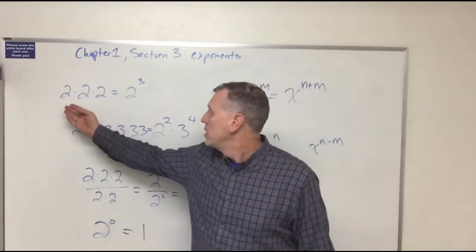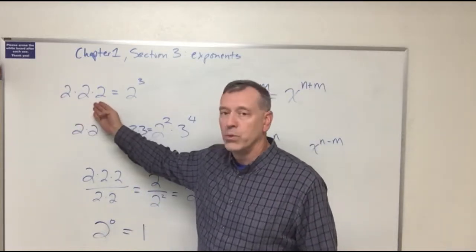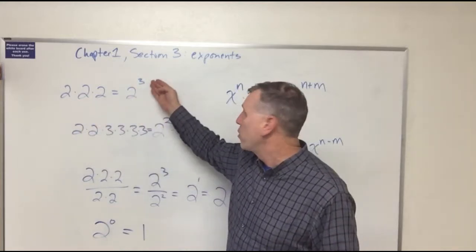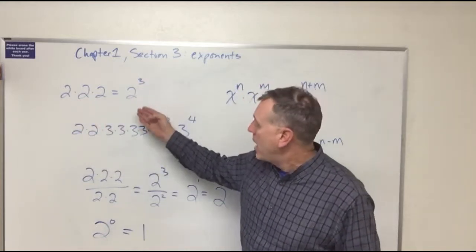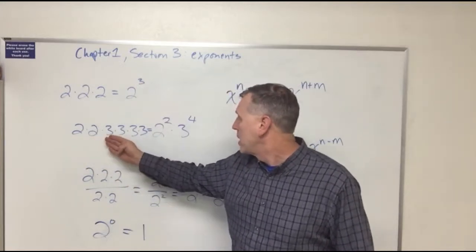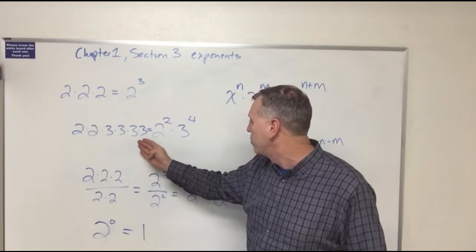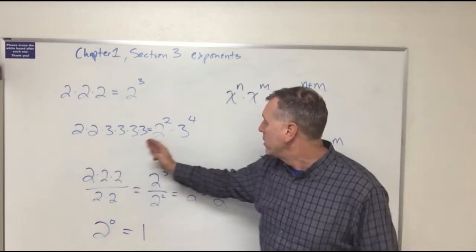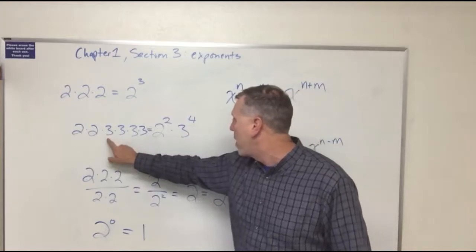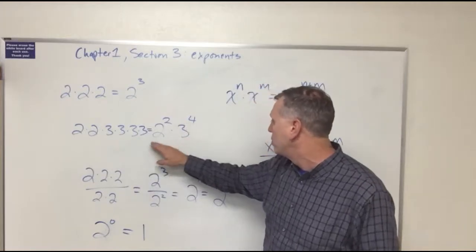So, for instance, 2 times 2 times 2, which is 8, can also be written as 2 to the third power. And if we have even a mix of numbers, 2 times 2 times 3 times 3 times 3 times 3 can be rewritten as 2 to the second power and 3 to the fourth power. 1, 2, 3, 4 of those.